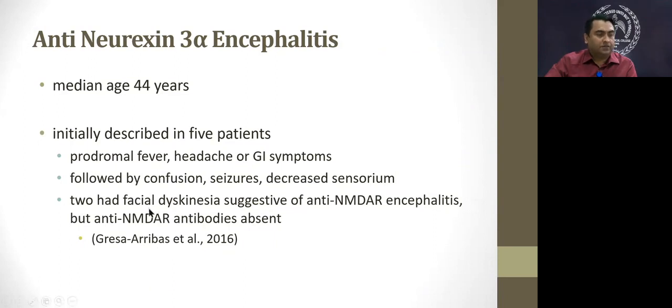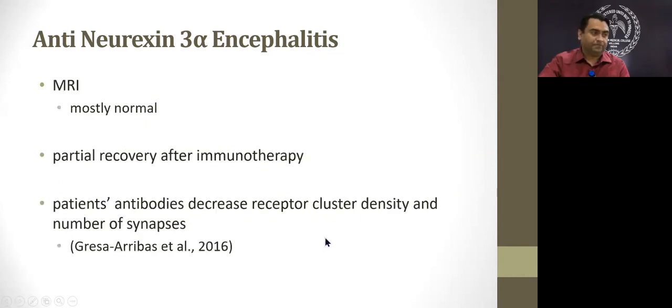Some of these patients, 2 of which were described among the 5 initial, also had facial dyskinesia, which is more typically seen in NMDA encephalitis. The only difference here is that it was seronegative, the antibody was absent for NMDA antibodies and positive for these neurexin 3 alpha. MRI, again, is usually normal. There may be partial recovery after immunotherapy, with the patient's antibodies decreasing the receptor cluster after the illness.